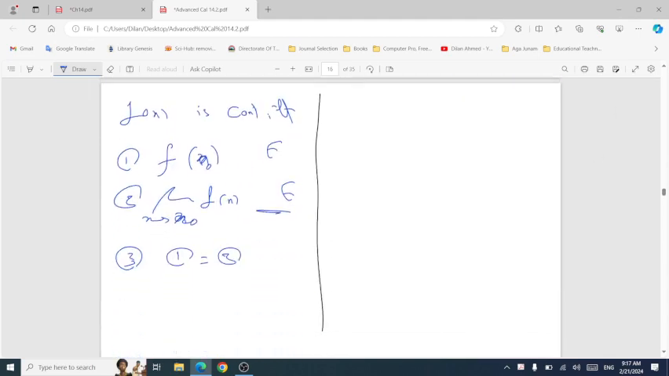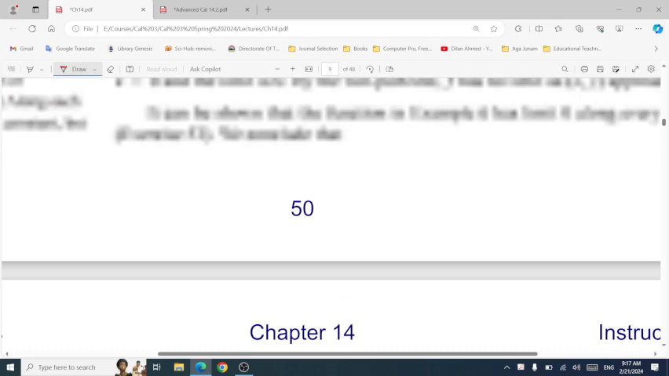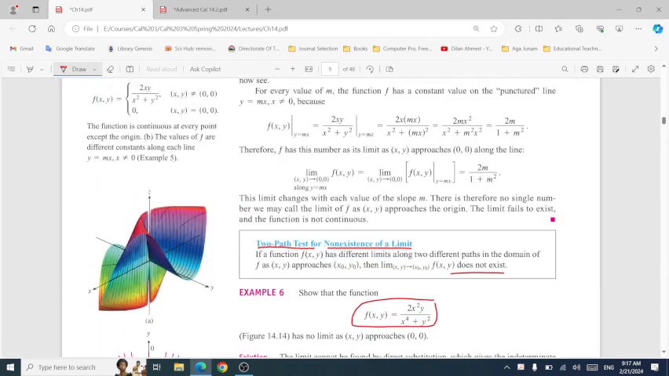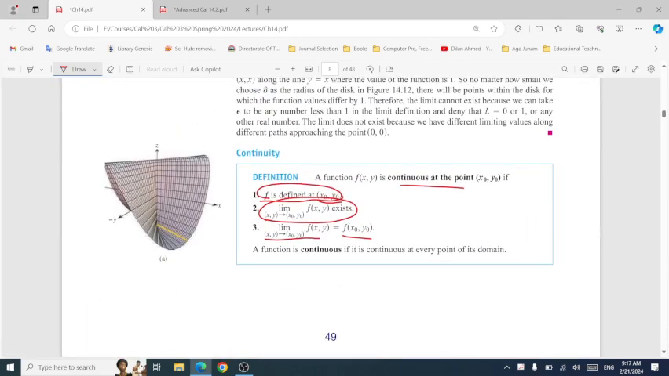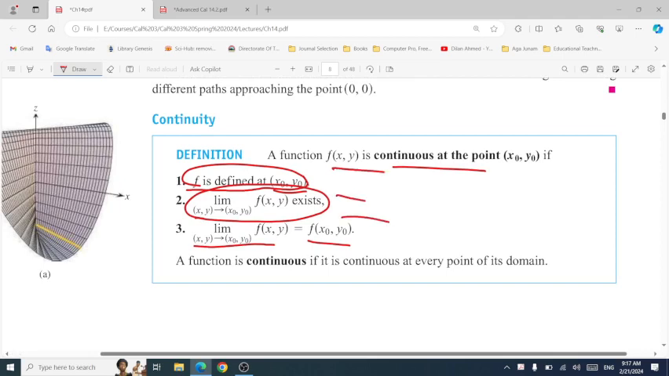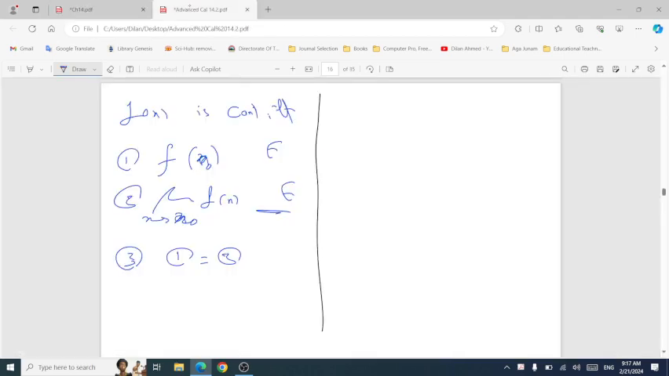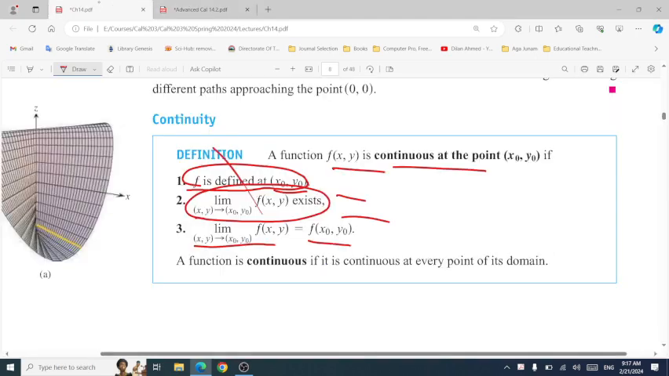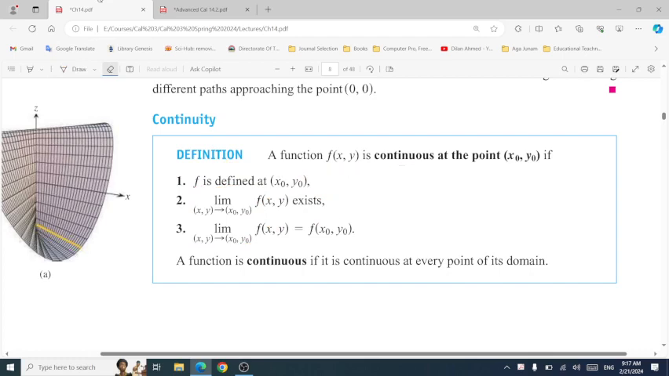And in calculus 1, when you talk about continuity, you have three important points, 1, 2, 3. f of x should exist, f of x should be defined, and the third one, the limit and f of x should be equal. If you compare with double variables, we have the same, okay?